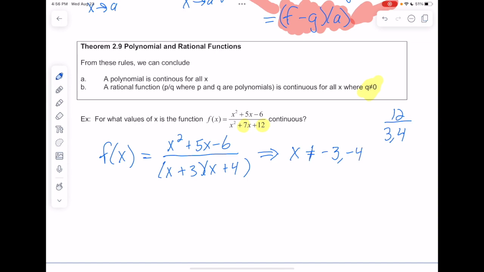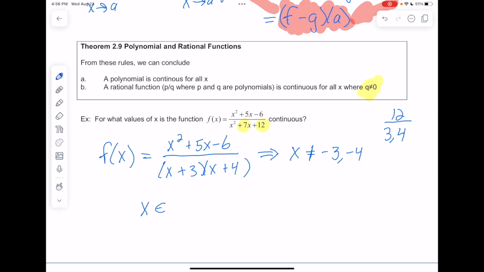So those are actually values that we don't want. Those are the bad guys. So this function is defined everywhere except for when x is negative 3 and negative 4. And because it is a rational function, it will be continuous everywhere except for where x is negative 3 and negative 4. So in interval notation, we could write that as follows.